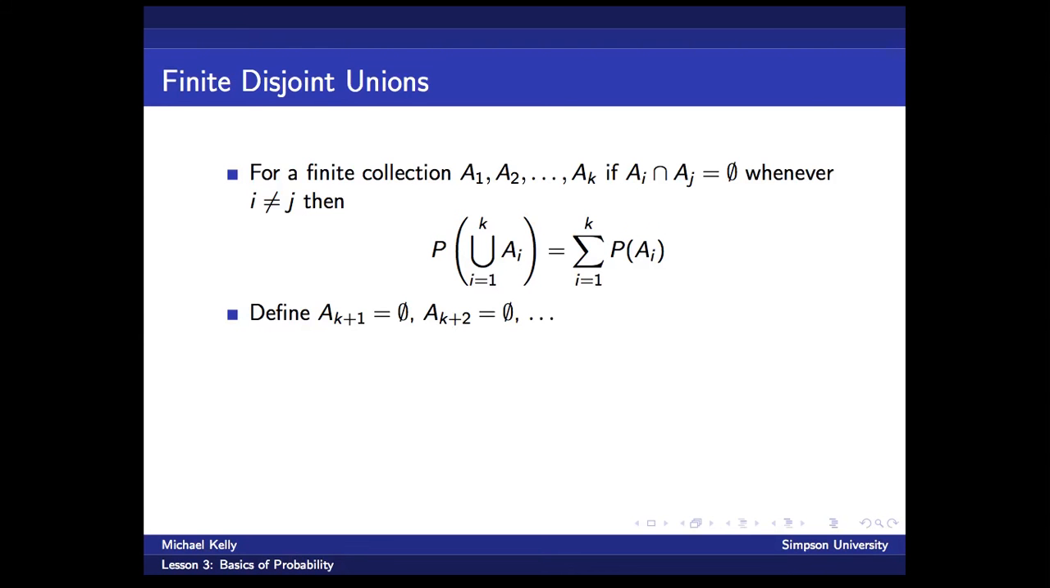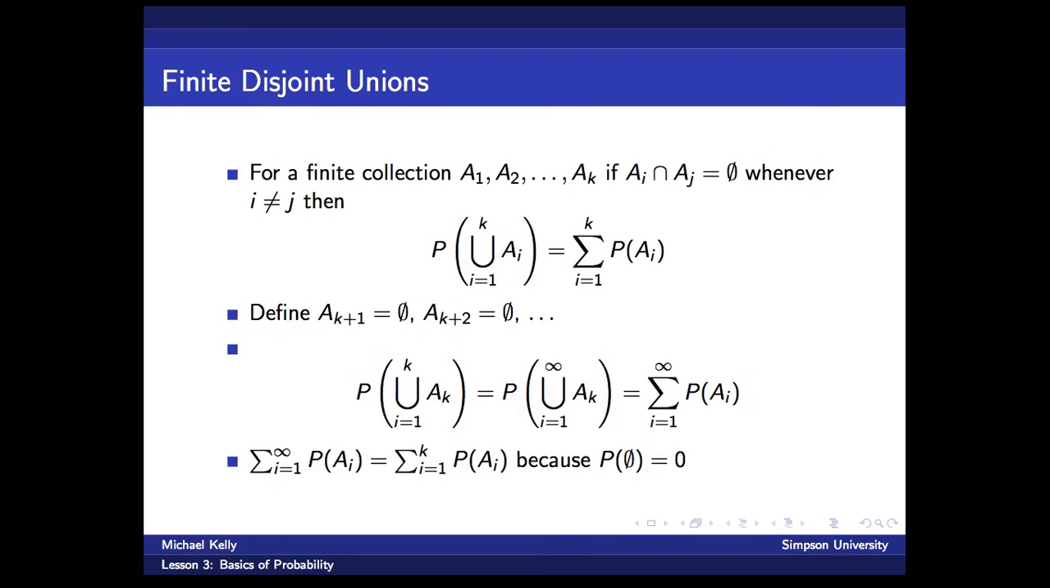To show that, let AK plus 1, AK plus 2, AK plus 3 all be defined as empty sets. So now we've made an infinite sequence out of A1 through AK by just letting K plus 1, K plus 2, and so on all be sets that are empty. Then the probability of the union from 1 to K of AK is the same thing as the probability of the union from 1 to infinity of AK, because all we're doing is throwing in empty sets, so they don't add anything to the actual set. That's just an identity on sets. And then the second rule of probability once again says that that union is a sum, because it's a disjoint union.